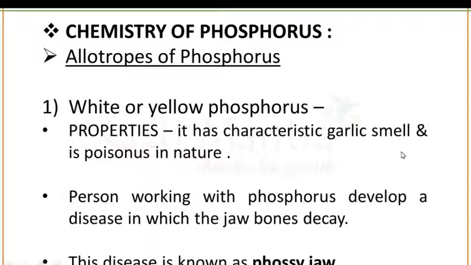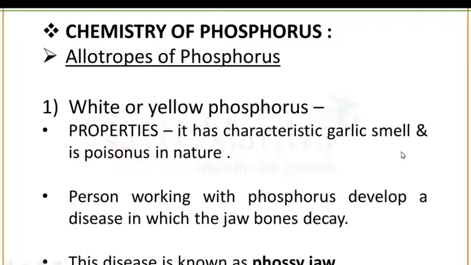Now the chemistry of phosphorus. This is a very important topic of this video. As you know, phosphorus is a chemical element with the symbol P and atomic number 15. We are going to discuss the different allotropes of phosphorus.